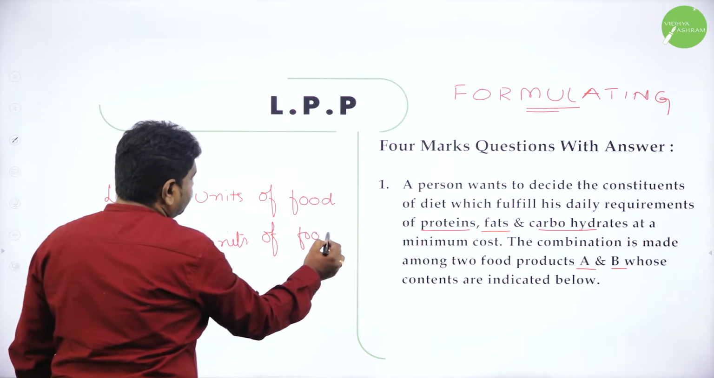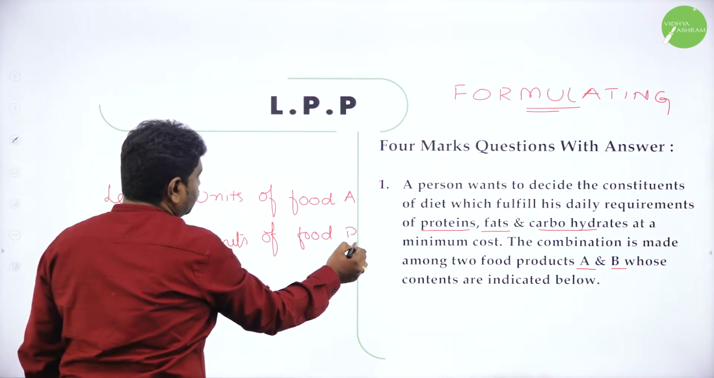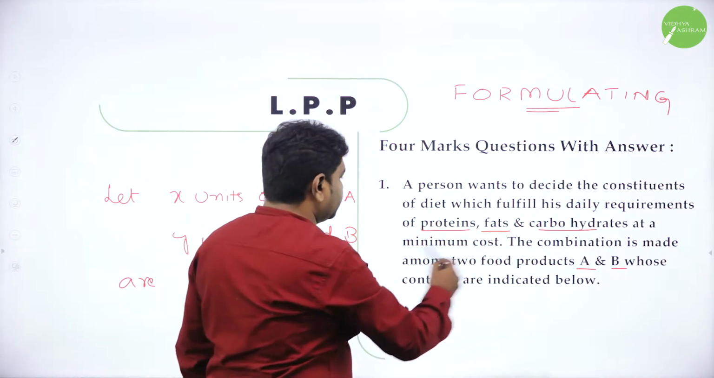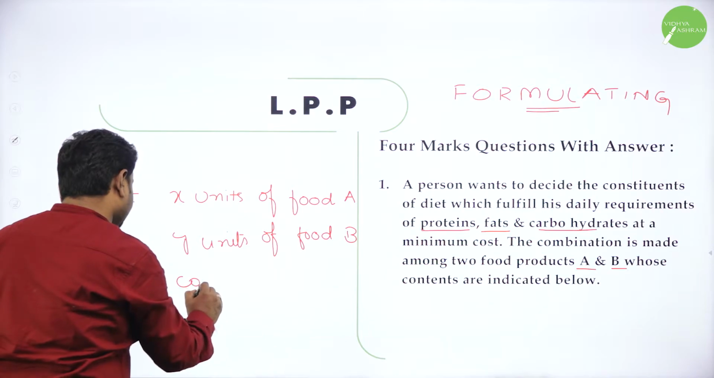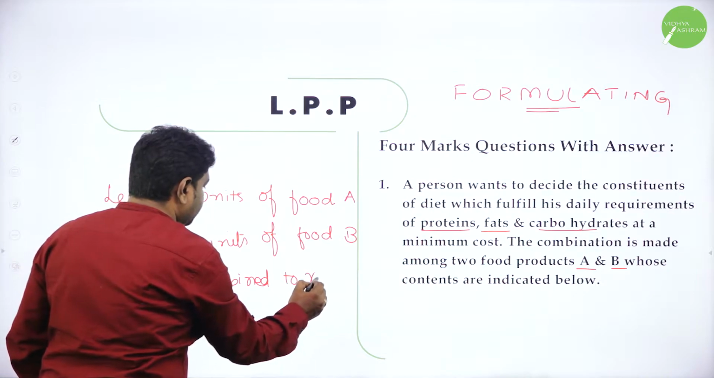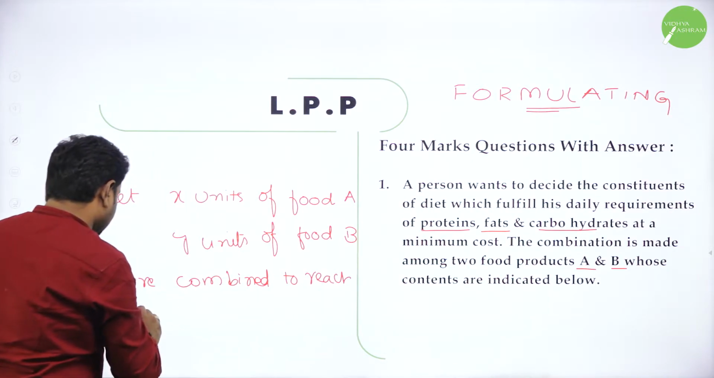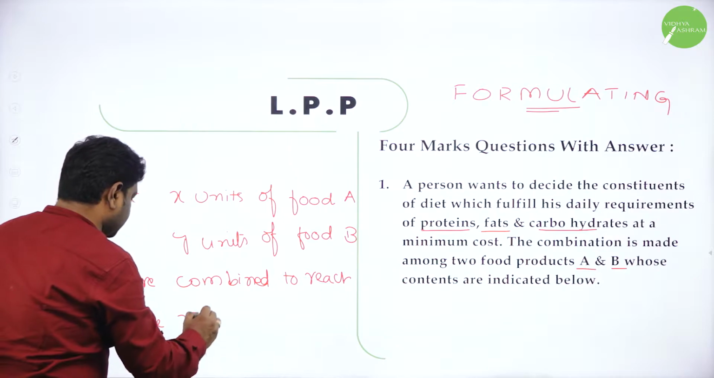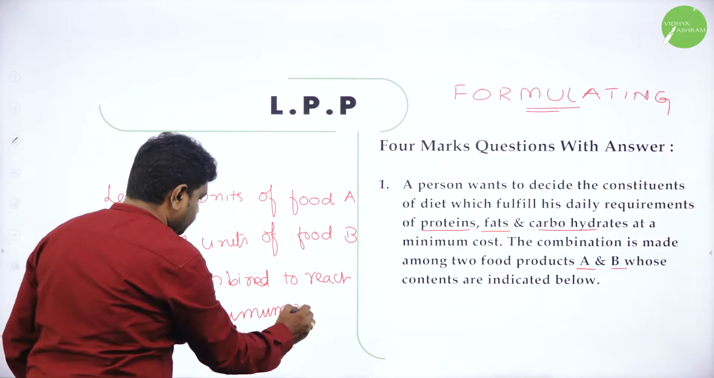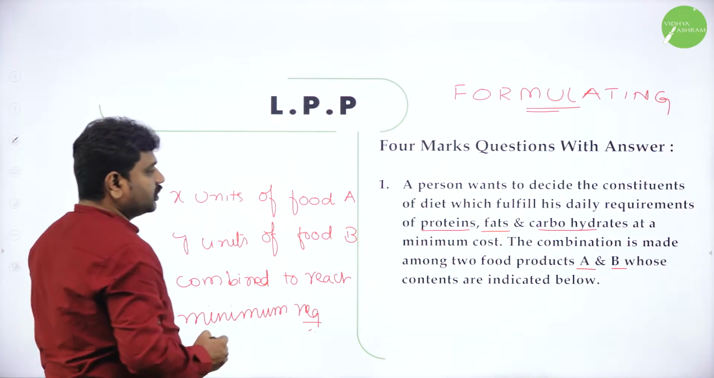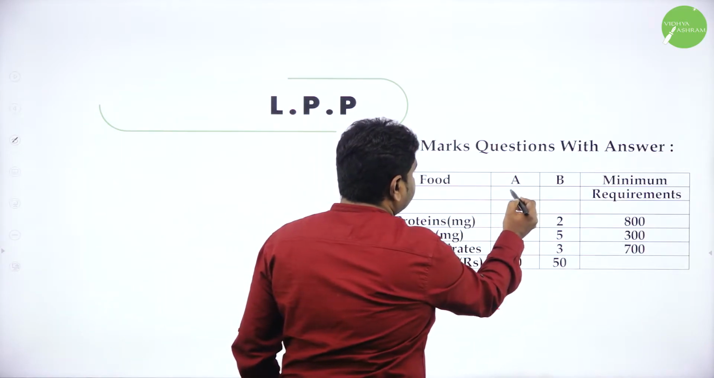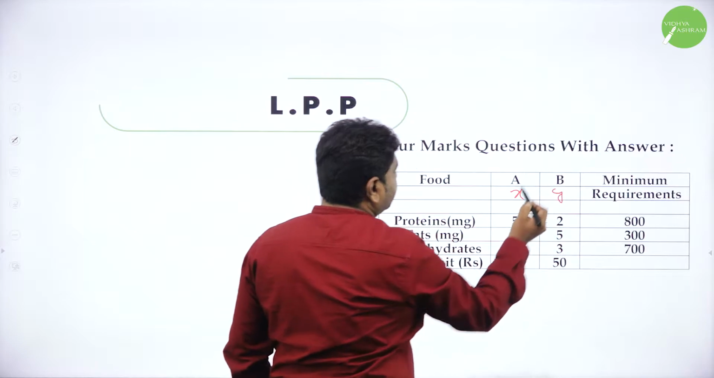Food B. They're asking you the combination. So we'll mix A and B to reach the minimum requirement. See here, A is X kg I am taking, B is Y kg I am taking.